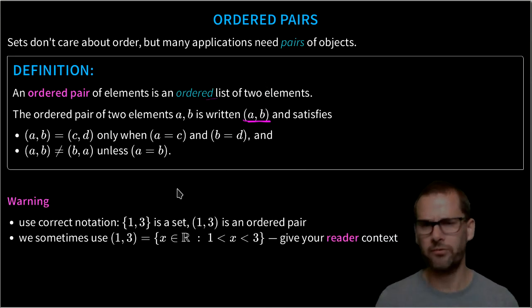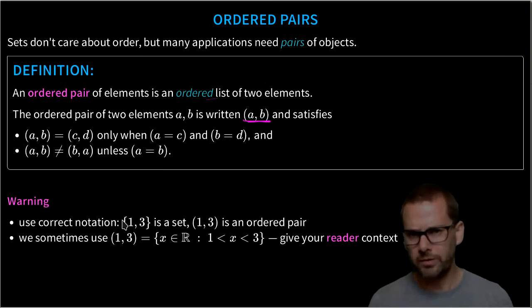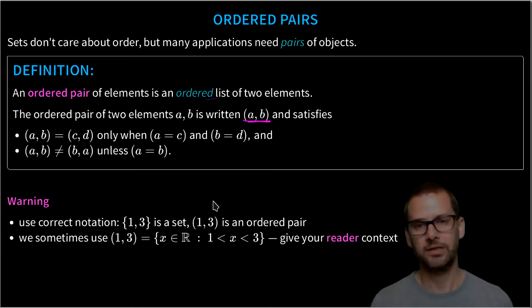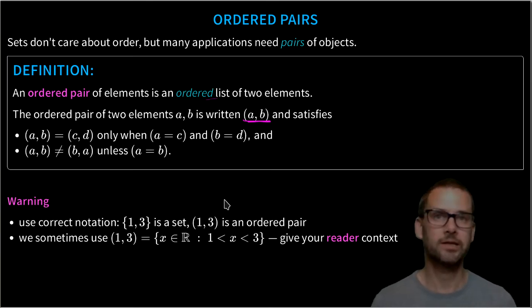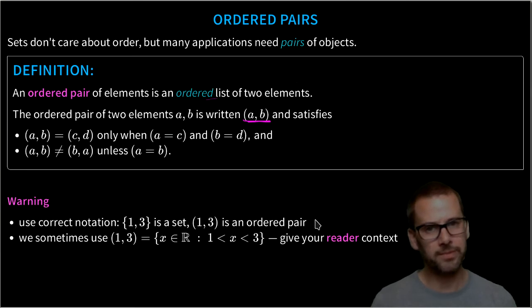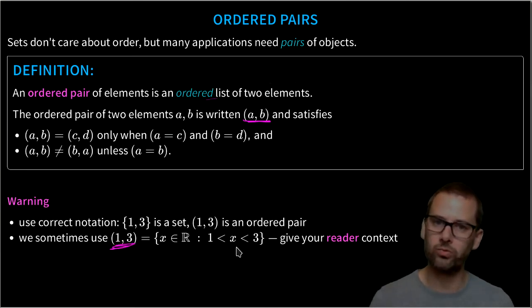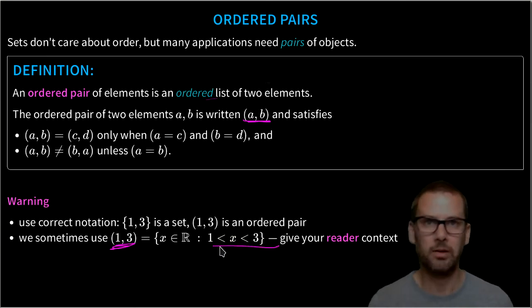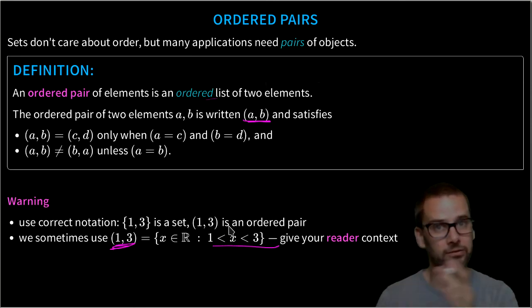Now, let's be careful with our notation. When we put 1, 3 in braces like this, this denotes a set. It's a set of 2 elements, 1 and 3. On the other hand, if we put it in round brackets like this, this is an ordered pair of elements. 1 is the first element, 3 is the second element. Now, depending on the context, we may use (1, 3) to denote all real numbers between 1 and 3, excluding those endpoints. Okay, so if we're mucking around with functions and things, we might write this down to denote an interval on the real line.